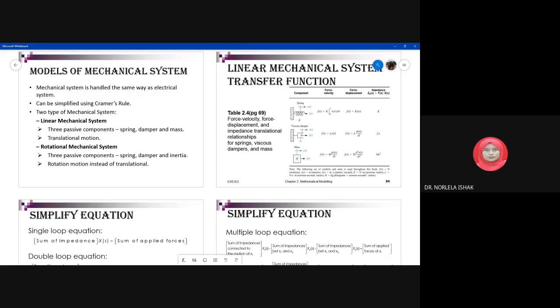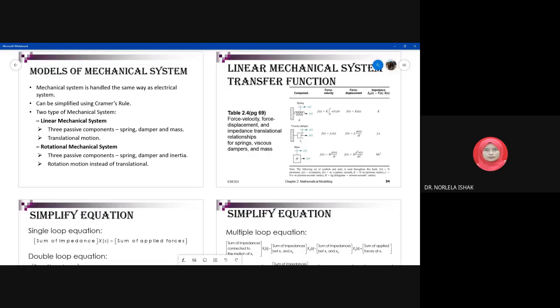But when we compare with the rotational mechanical system, they also have three passive components: spring, damper, and inertia. Instead of mass as in linear, for rotational we have inertia. The movement is based on the rotational motion, instead of the translational.